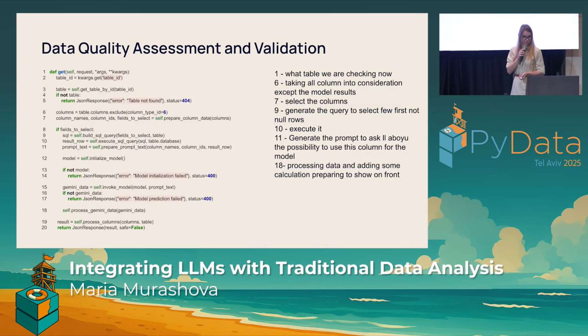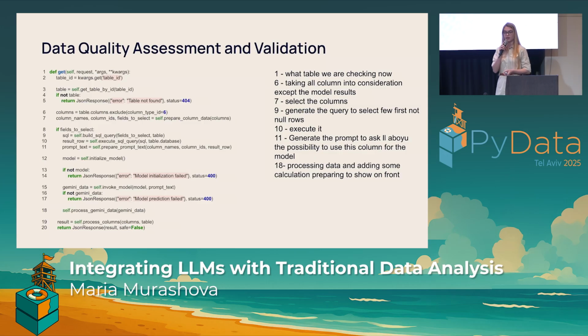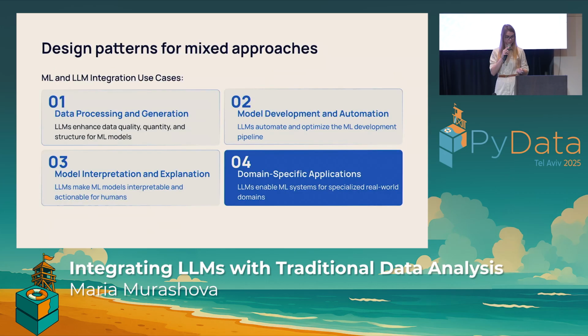So here you can see very few examples. What we do, we take the table that we're working with, because sometimes our clients have a lot of different CRM systems connected, taking all the columns into consideration, except of course the model results columns themselves. We generate a query to select a few first rows, random rows, execute it, and generate the prompt that you just saw, put it together, and actually receive a nice written, human-readable report.